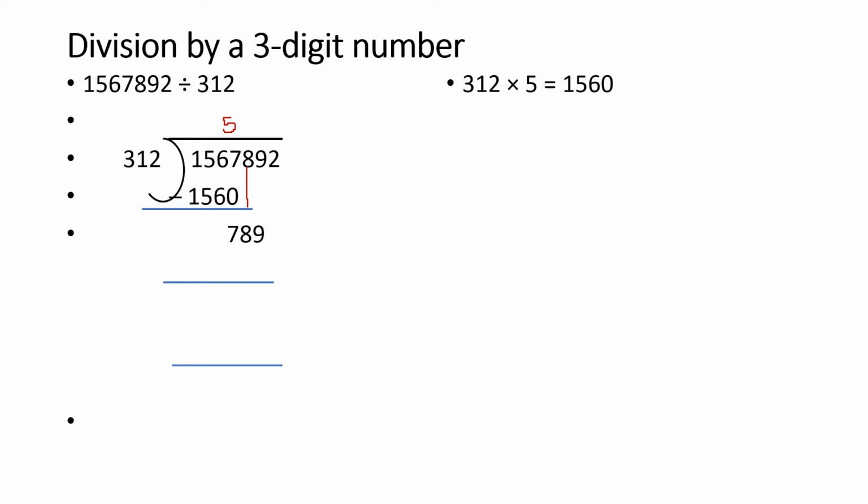Now it is 78 when we write 8, and you know 78 is less than 312. That's why we will put 0 and we will write down 9 here. Now it is 789, which is greater than 312, and now we can divide by 312. Again ask the question: how many 300s can be fit in 789? 300 twos are equal to 600. 300 threes are equal to 900. So let us see 312 twos are.